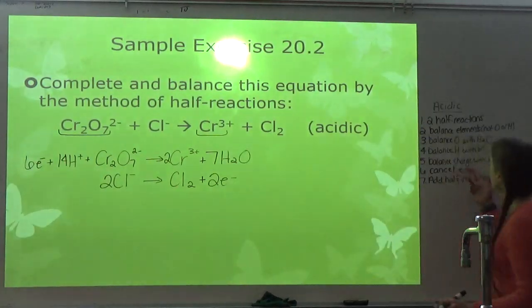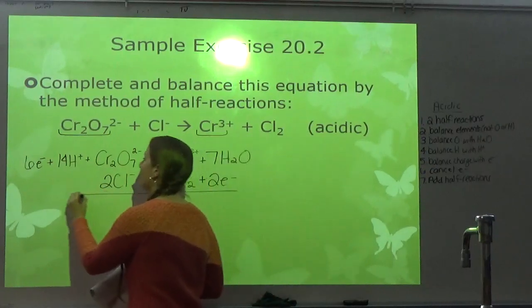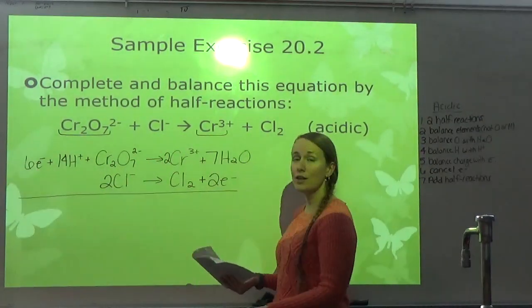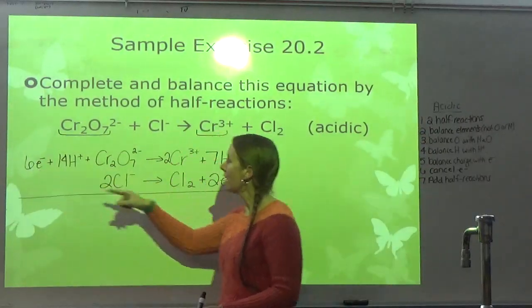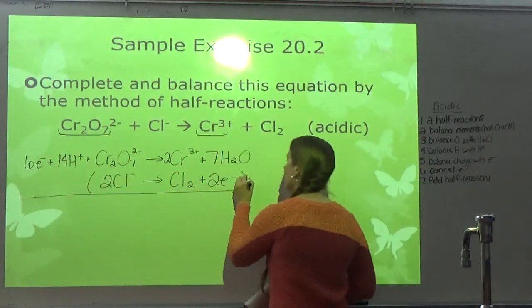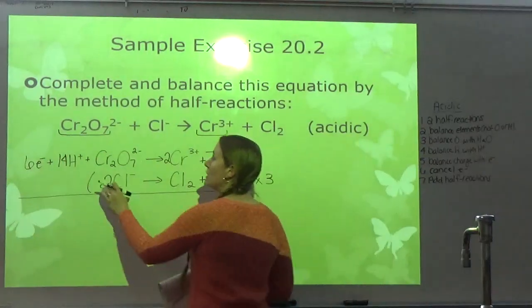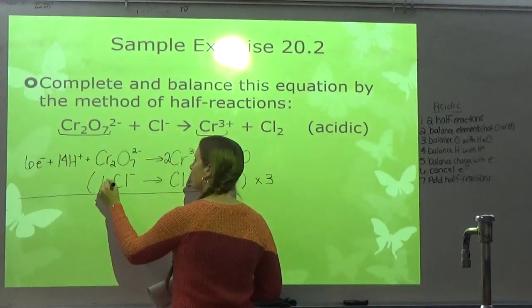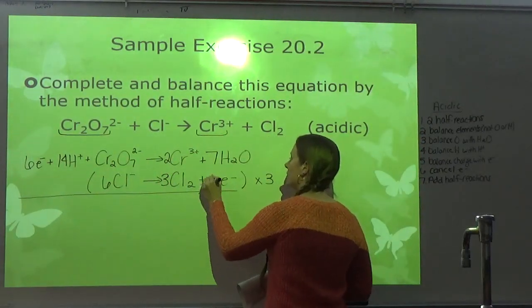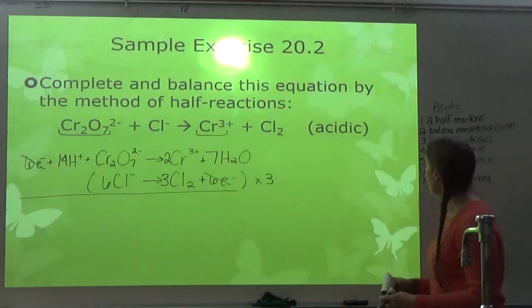All right, so I balanced my charge with electrons. The next step is we need to cancel out the electrons because we're trying to add these together. If you look, the electrons are on opposite sides like they're supposed to be, but right now they won't cancel. I have 6 on this side, I only have 2 on this side. So I have to take this reaction and multiply it by 3 so I can get my electrons to cancel. 2 times 3 is 6, 1 times 3 is 3, and 2 times 3 is 6. See how now my electrons will cancel? So I canceled out my electrons.